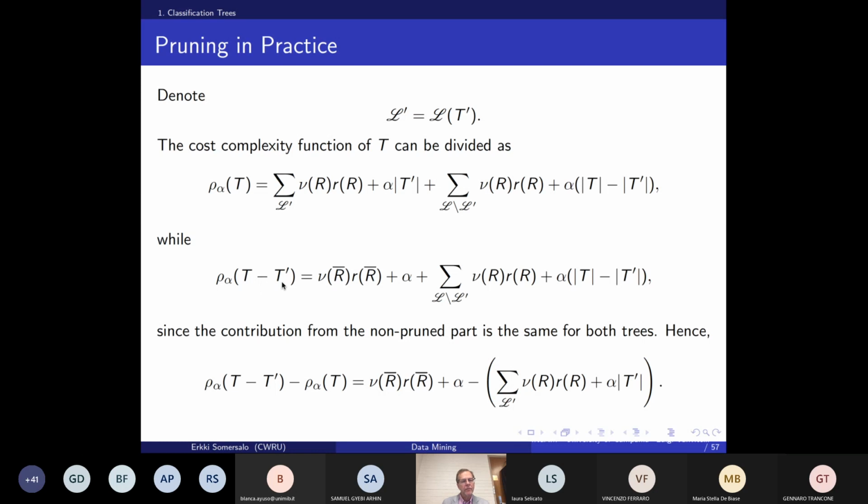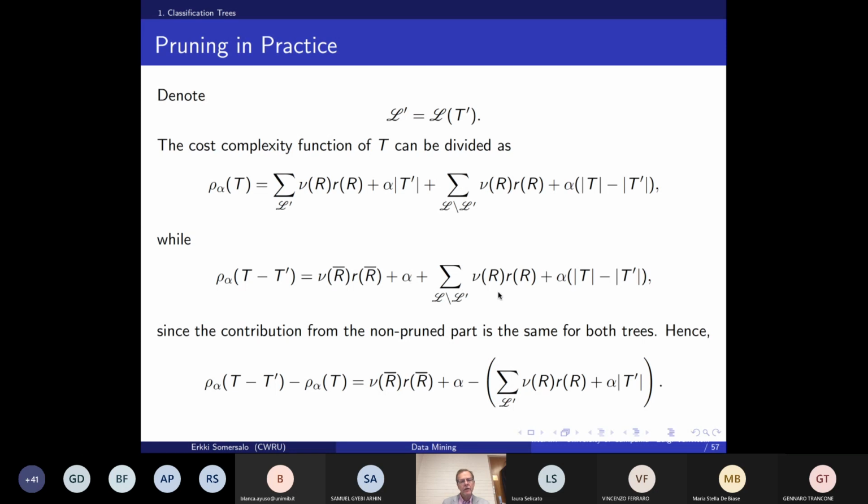Now let's look at the cost complexity function of the pruned tree, T minus T prime. This is the tree that is left when I cut off at R bar. First of all, there is a contribution of misclassification for the new node. That's the first term. And there is a contribution from that new node because, remember, alpha is multiplying the number of leaves, and I'm adding 1 leaf. So I'm adding 1 alpha here.